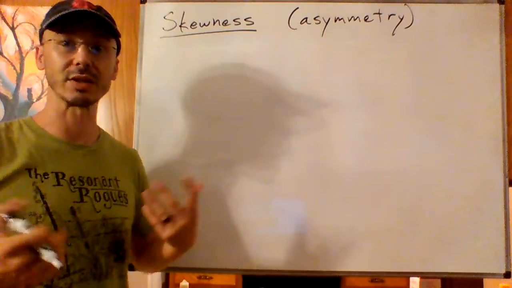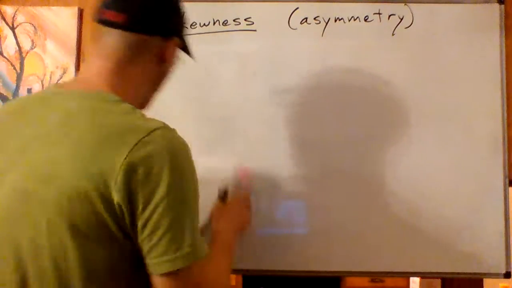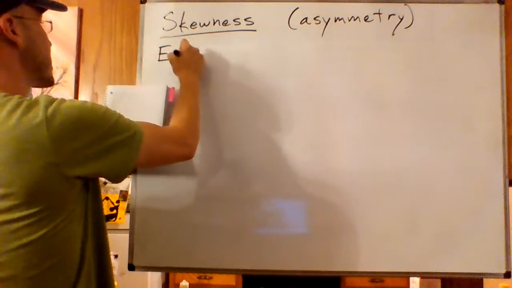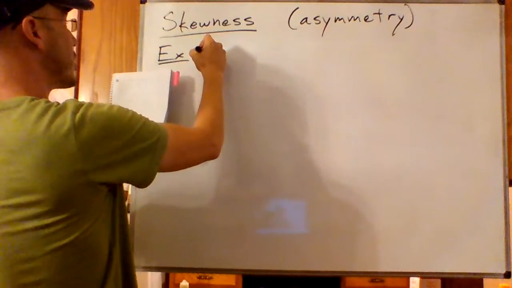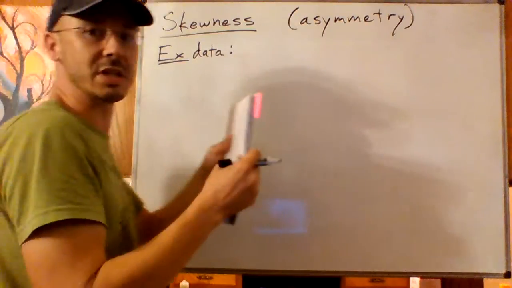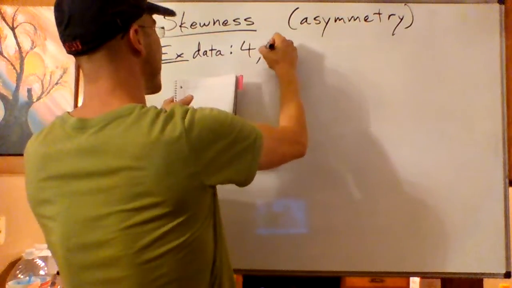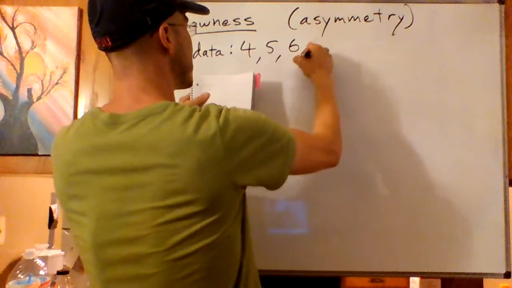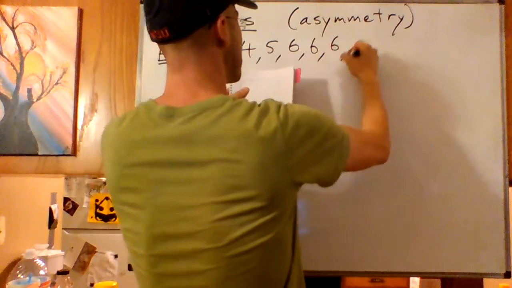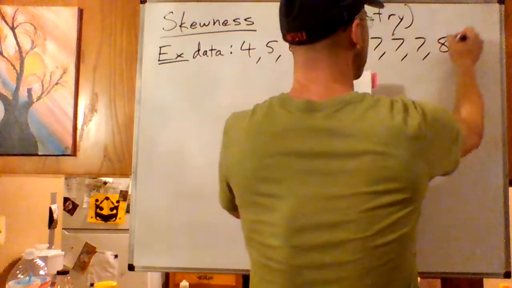Asymmetric data sets are actually probably more common than symmetric. But for this one, let's start with an example where the data is, I've got a little bit smaller data set to work with for these examples, but 4, 5, 6, another 6, another 6, 7, 7, 7, a 7 and an 8.